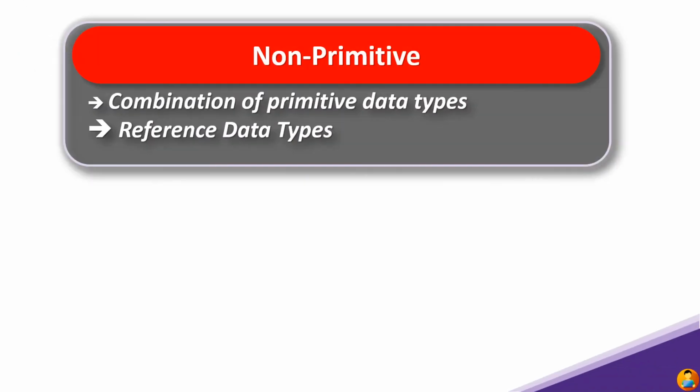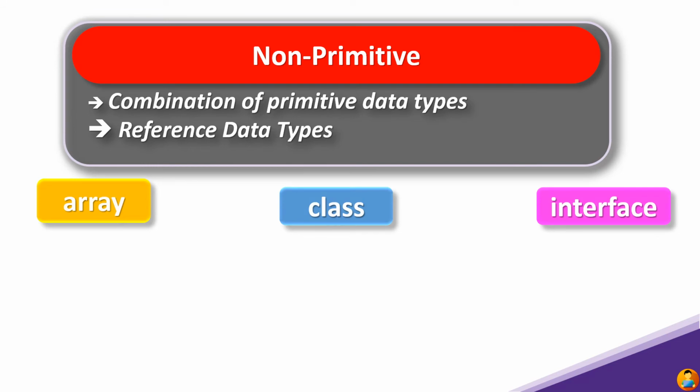The next one is non-primitive data type. These data types are formed by the combination of primitive data types. Moreover, it is also known as reference data types as it stores the location or address of multiple data types. Array, classes and interface are examples of non-primitive data types.